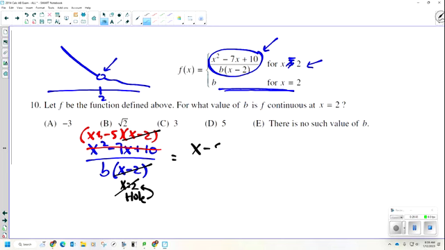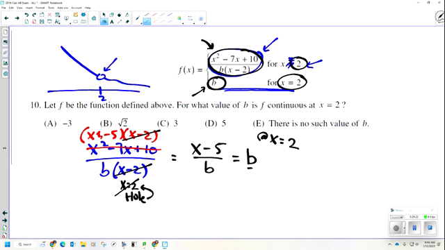So what am I left with? x minus 5 over x... where would that equal 2? I'm sorry, I'm saying where that should equal b. That's at x equals 2, but I want it to equal this y output of b. So let me restate that one more time. What value of b, when x is 2, would make it so that the y output of these two expressions is the same? So that's why I set it equal to b. First of all, let's put a 2 in there: 2 minus 5, because that's where my x was, over b equals b. Negative 3 over b equals b.